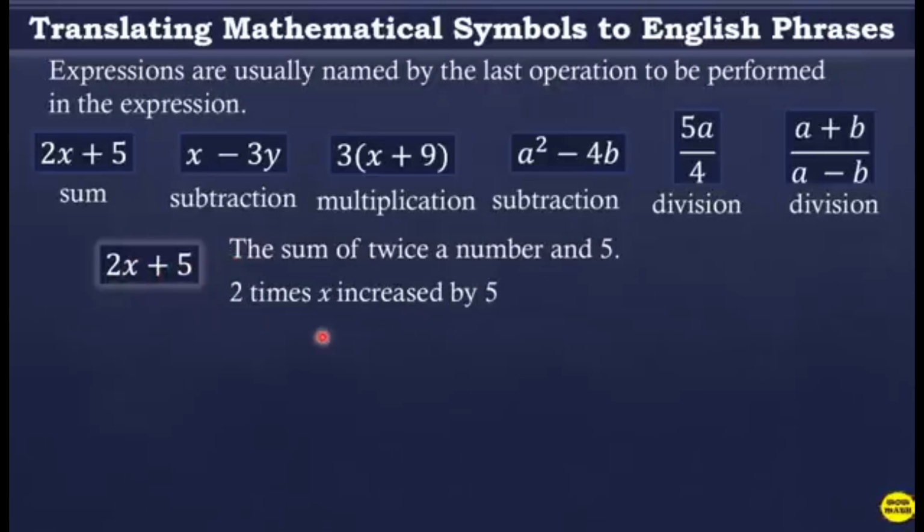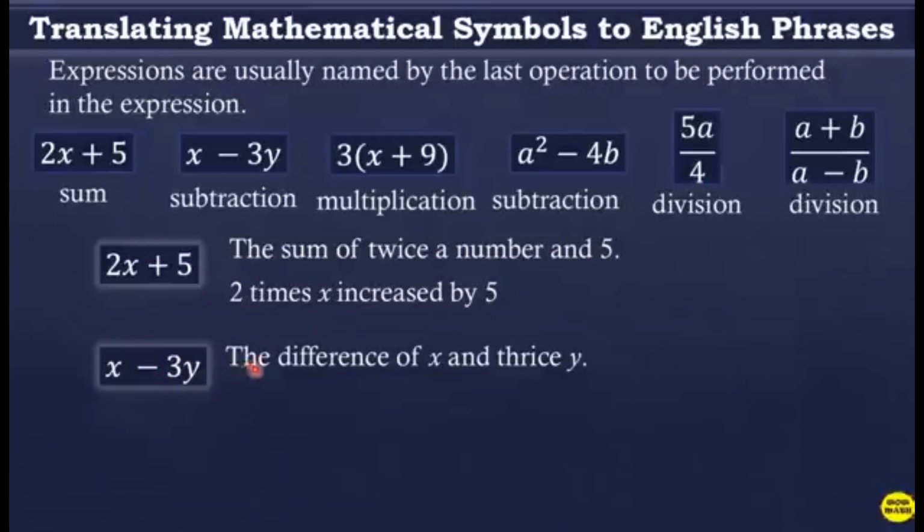Now, let's have another one. Let's have the second example. So, we have there the given symbol x minus 3y. Let us try to translate this one. I will only give two examples on how to translate. We can have the difference of x and thrice y. I use the difference because the last operation is subtraction. So the first thing is that we name the expression by the last operation. So we have the difference of x and thrice y.